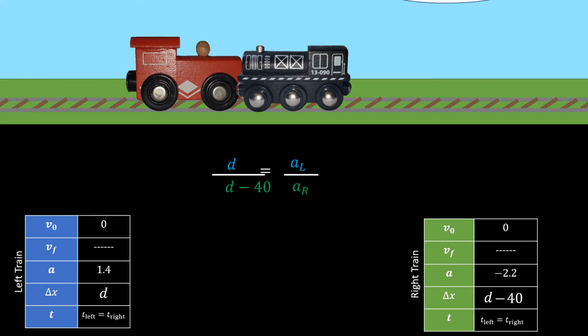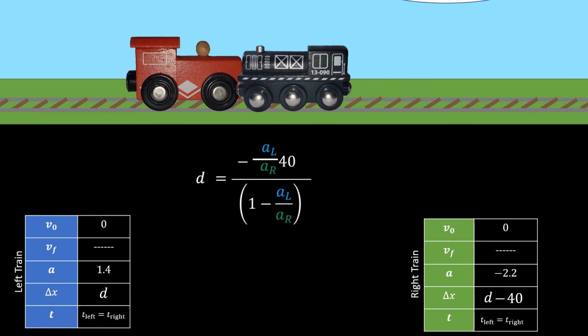Let's start by multiplying d minus 40 to the other side, and then distributing a_L over a_R. We then subtract that first right-hand term to the other side, which allows us to factor out d. We can now divide by the difference to isolate d. With our variable of interest isolated, we can plug in the values for acceleration. The negative signs will cancel, and 1.4 divided by 2.2 is 0.63. Plugging this into our calculator gives a final answer of 15.6 meters.